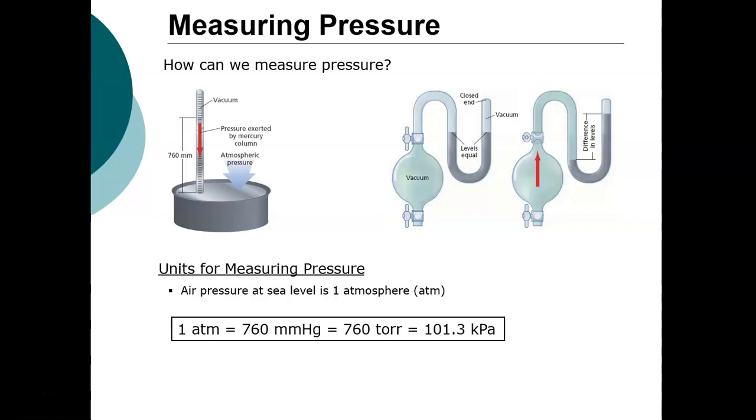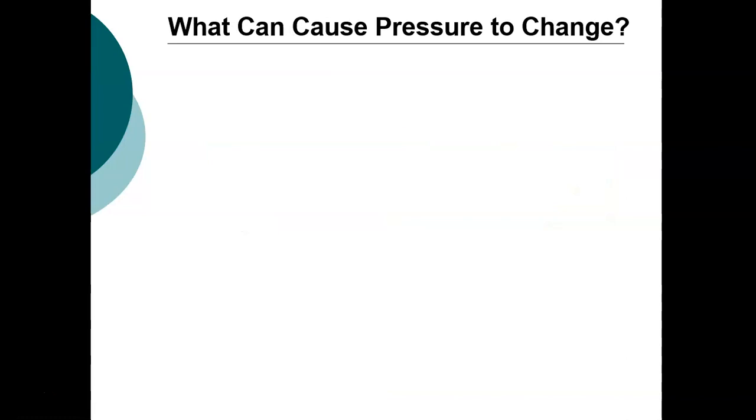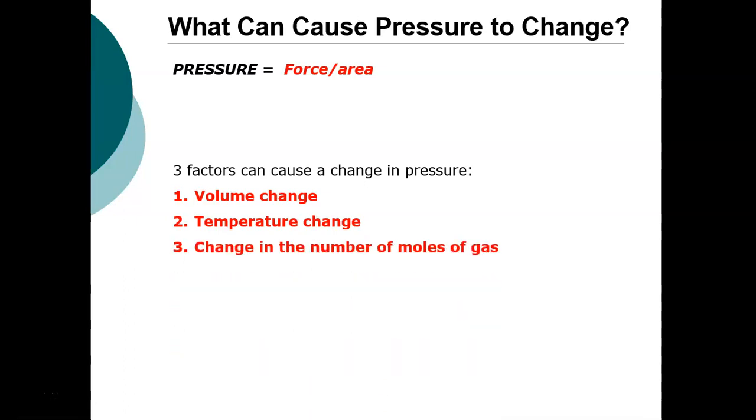Okay, so let's look at an example. If I wanted to convert 227.4 kilopascals to atmospheres, the easiest way from my perspective is to use dimensional analysis, but I'm not going to force you to. And so you would divide the kilopascals by 101.3 to get atmospheres. Now let's think about factors that could cause a change in pressure. Remember, pressure is force per unit area, so I'm going to have to change one of those things. And there's really 3 factors that can cause a change: a volume change, a temperature change, or a change in the number of moles of gas. So let's address each of those one by one.